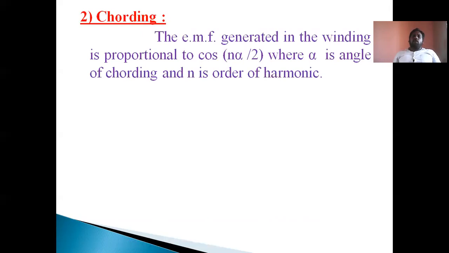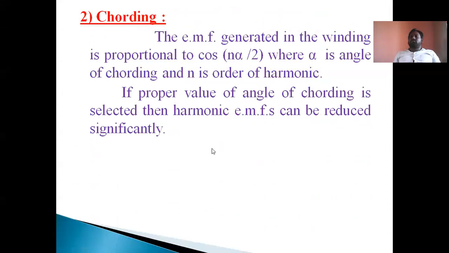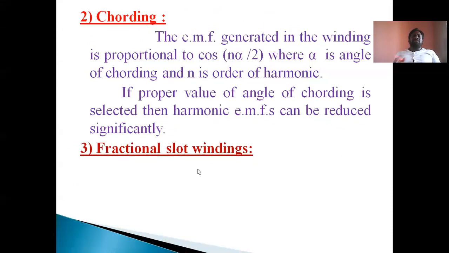That means n alpha by 2. The EMF generated in the winding is proportional to cos n alpha by 2. Actually, we have harmonic EMF. So when this cos n alpha by 2 decreases, harmonic EMF also decreases. Then how can we decrease this cos n alpha by 2? By increasing alpha, like this.